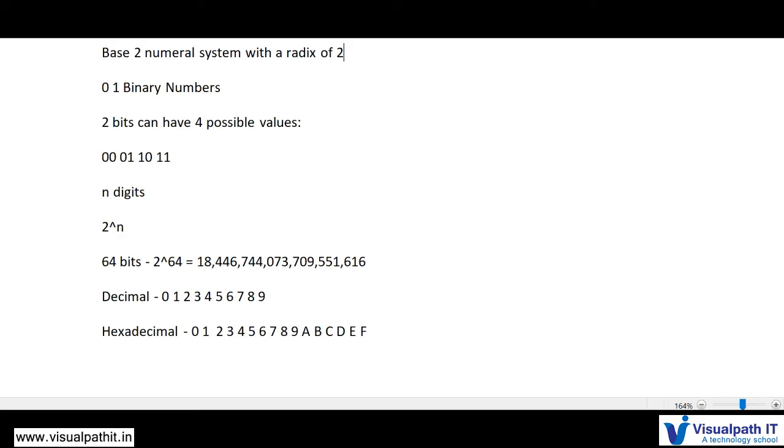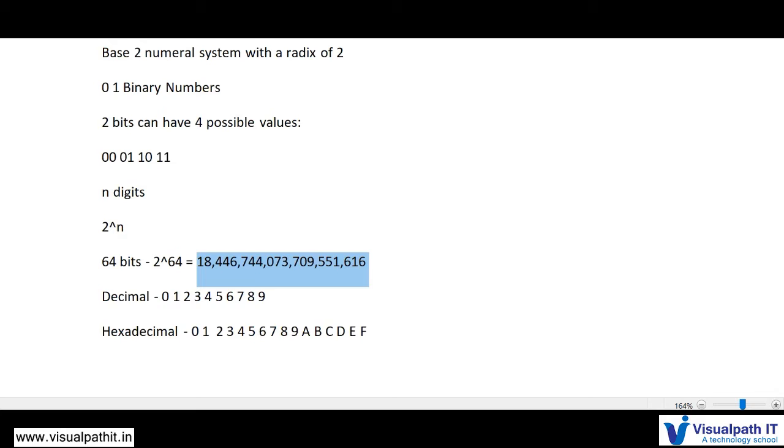The basic computer systems nowadays have 64 bits. So 64 bits means 2 to the power 64, which is equal to this number. These are the different values that we can have in a 64-bit number. So it gives the high computational capability that we have in today's general purpose computers.